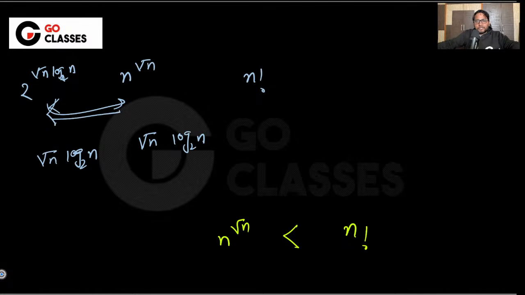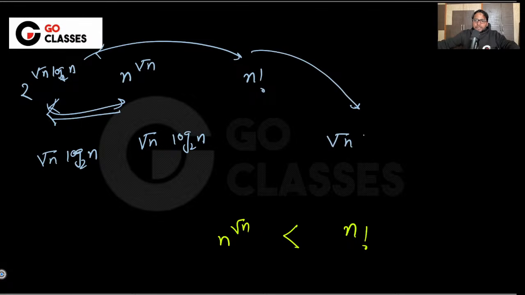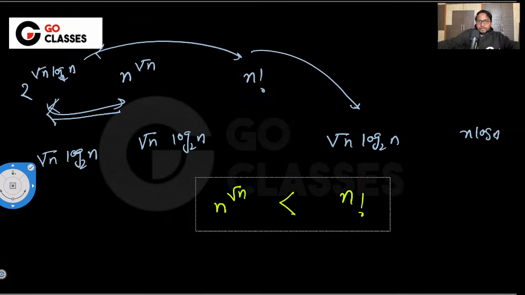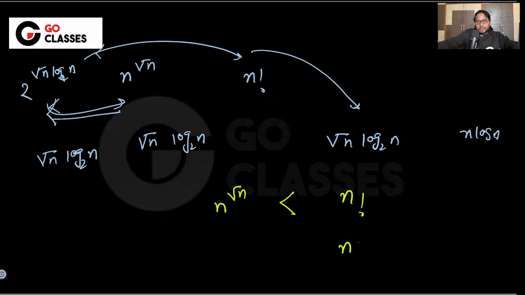Maybe I can just compare these two. After taking the log, I can't say anything, so I'm trying to compare these two. After taking the log, it is something like this, and it is n log n. So definitely this n factorial is greater, right? So n factorial is definitely greater than this quantity also. So the relation that we are getting is that n factorial is greater than 2 to the power square root of n log base 2 n.